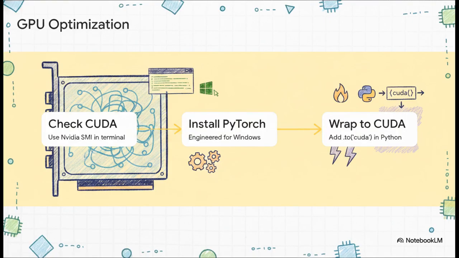To fix this, we've got to offload that heavy lifting to our graphics processing unit, the GPU, because it is literally purpose-built for this exact kind of math. First, we check our NVIDIA GPU's CUDA version in the terminal. Then we tailor a PyTorch installation command for Windows so the drivers talk to each other properly. And honestly, the code change itself is beautifully simple. We just take our model variables in Python and add a quick little string method, wrapping them to CUDA.